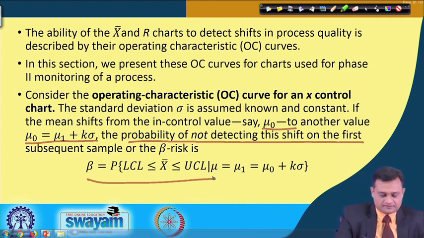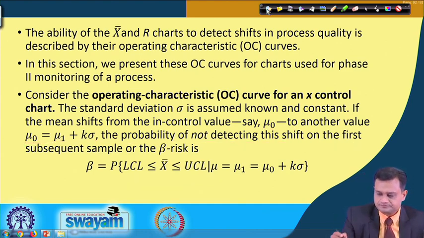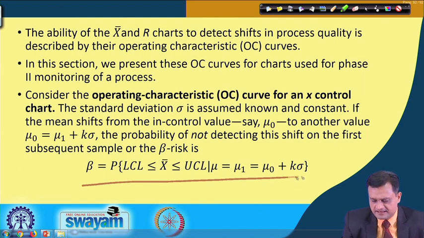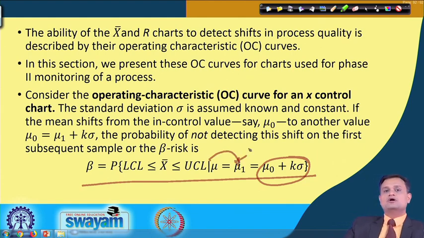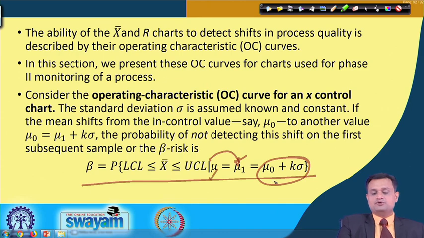So let us say my beta is the probability that LCL is less than or equal to X bar is less than or equal to UCL for a given mu equal to mu 1, which is mu 0 plus k sigma. So now the mean has shifted to mu 1, and mu 1 is basically mu 0 plus k sigma. Mu 0 is your original position, the center of your process. So now there is a shift.